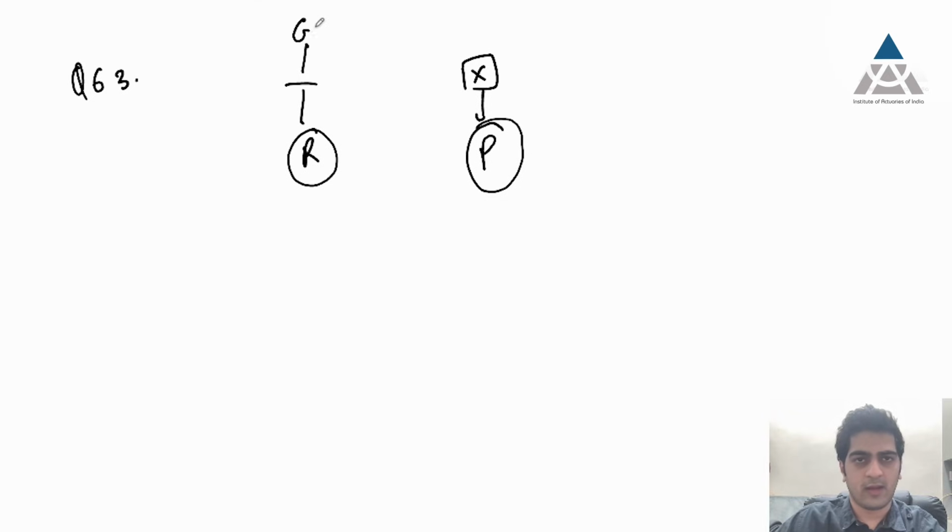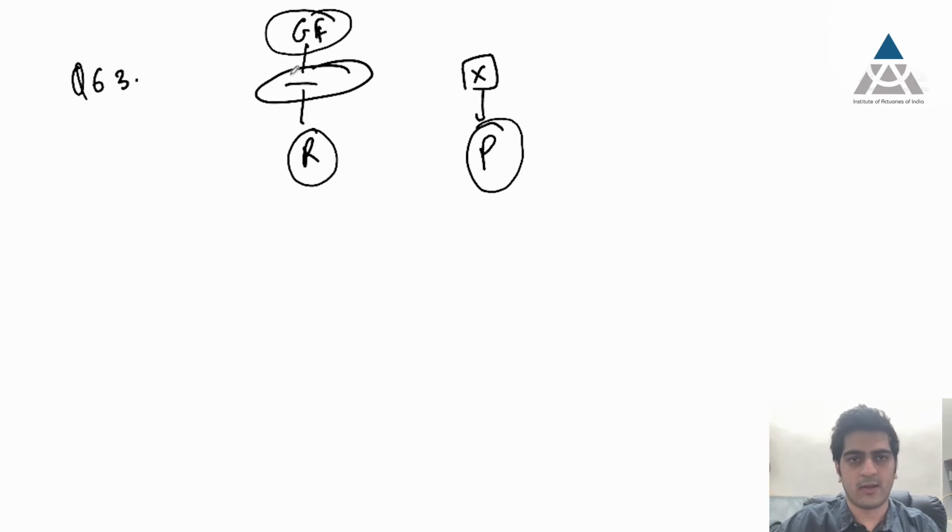So this is Rahul's grandfather, and the grandfather has an only child. Let's call that child Y. Because it is Rahul's grandfather, the only child is obviously related to Rahul, that is, it is his father or mother. So let's say this is the father, who is the grandfather's only child.